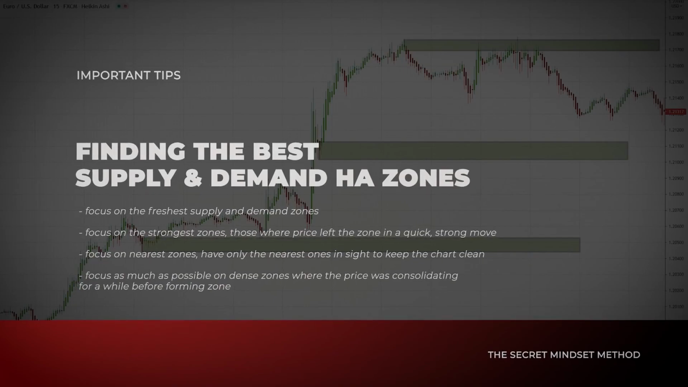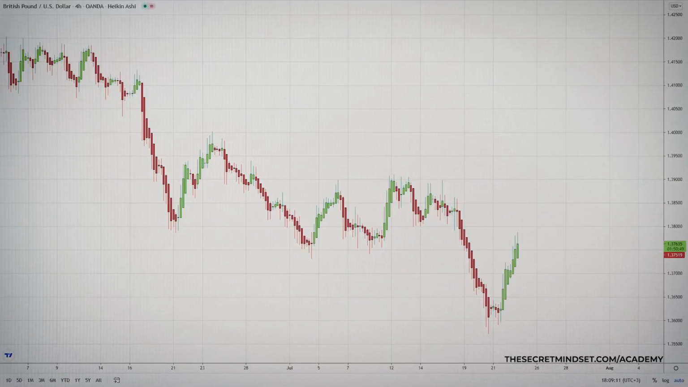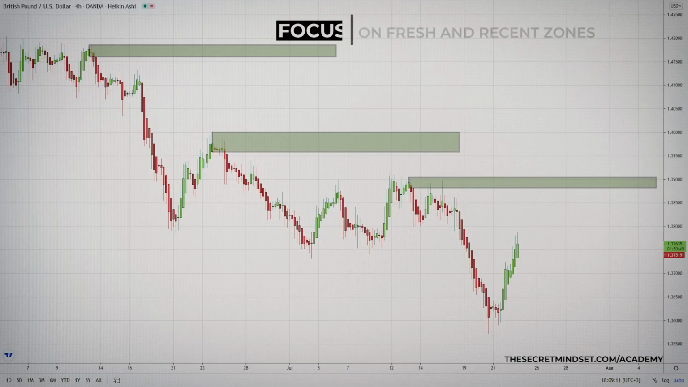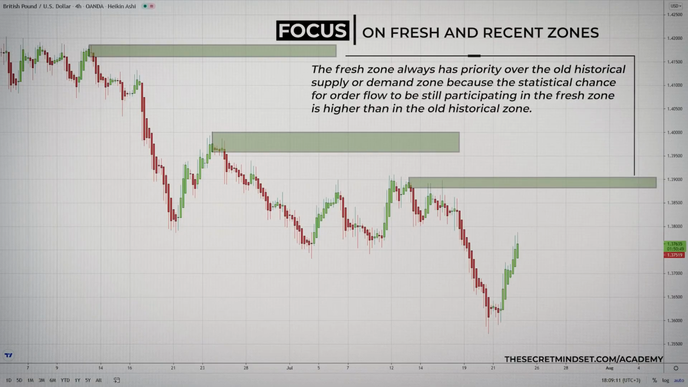Focus on the freshest supply and demand zones. Focus on the strongest zones, those where price left the zone in a quick, strong manner. Focus on the nearest zones, so don't plot 50 levels on the chart. Have only the nearest one in sight to keep your chart clean. And focus as much as possible on dense zones, where the price was consolidating for a while before forming the zone.